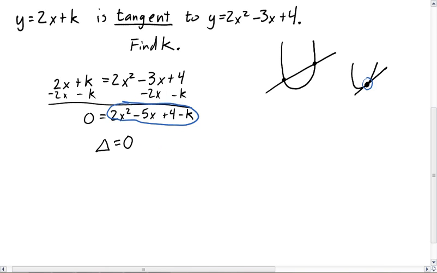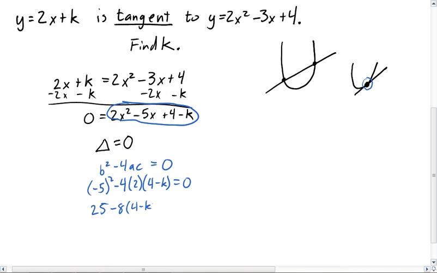So we're going to find the discriminant of this, which is b squared minus 4ac, and we want that to be equal to 0. So b is negative 5, so negative 5 squared minus 4 times a times c, which is 4 minus k, equals 0. So I've got 25 minus 8 times 4 minus k equals 0. Distribute the 8. You can move the 25 over to the other side as well if you want. Let's do that.